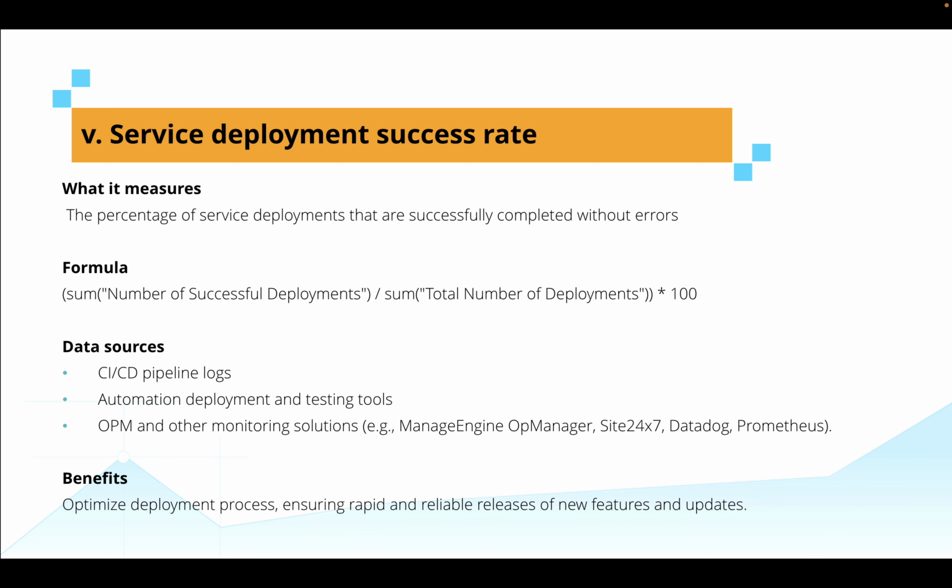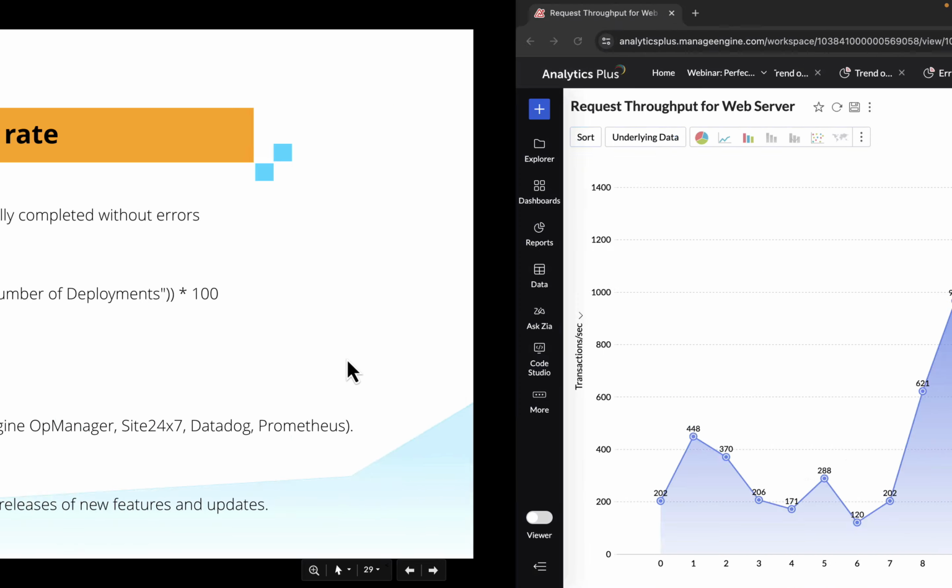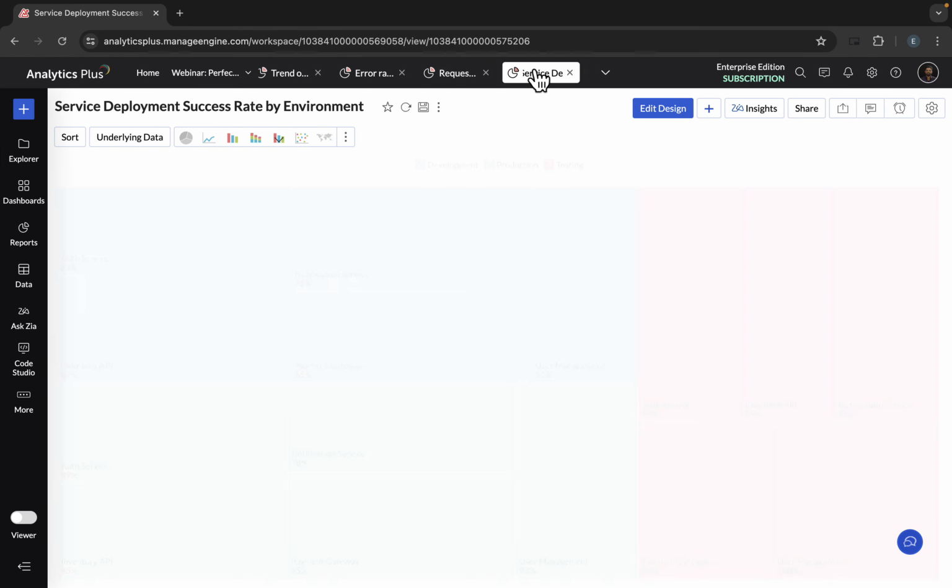The in-depth data to measure the service deployment can be gathered from your CI/CD pipeline logs, your automation deployment and testing tools, and your OPM and other monitoring solutions like OpManager, Site24x7, Prometheus, Datadog, etc. Then using this formula, you can aggregate and parse data to identify deployment events, determine their success or failure status, and calculate their eventual success rate, which is what we'll be doing in this report.